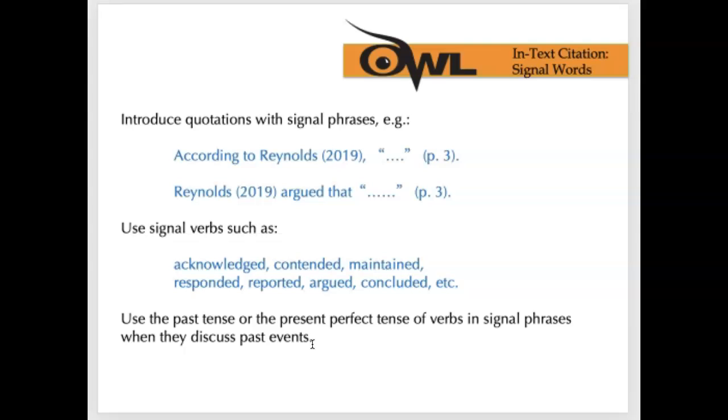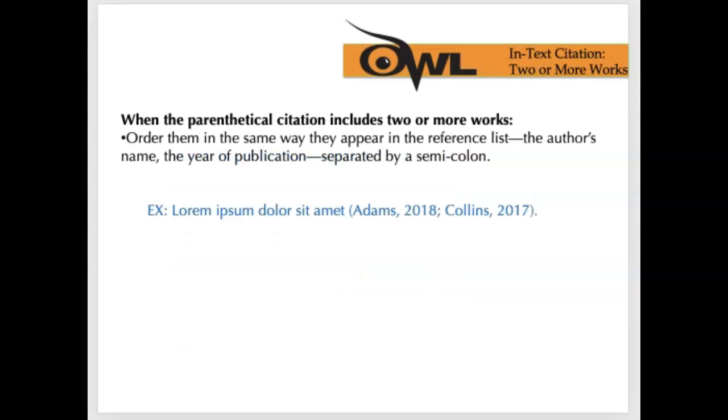You do want to introduce the author's work, whether it's a quote or whether it is a summary. You still want to explain, if you're going to use the author's name, what it is that you're doing. So if you're using the author's name in the sentence, then you need to somehow introduce it. So according to Reynolds 2019, or Reynolds 2019 argued, you can say acknowledged, contended, maintained, responded, reported, concluded. These are all words that you can use in order to discuss an author in a sentence.